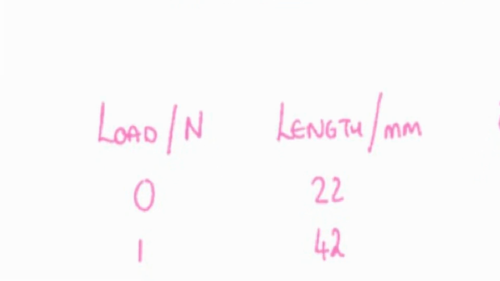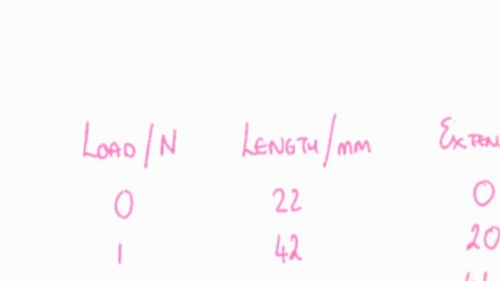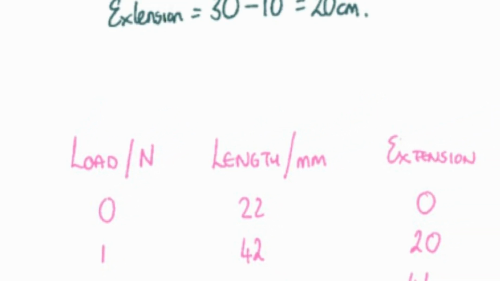Normally in classes you do an experiment like this where you have a spring, and you keep adding more and more load to it. When there was 0 newtons on it, it had a length of 22 millimeters. And when you put 1 newton on it, it had a length of 42 millimeters. So can you guess what the extension is? Well, the extension is 20 millimeters. Obviously, when there was no load on it, it wasn't extended, so it had 0 extension. But the way you got the extension was 42 take away 22, which gives you 20.